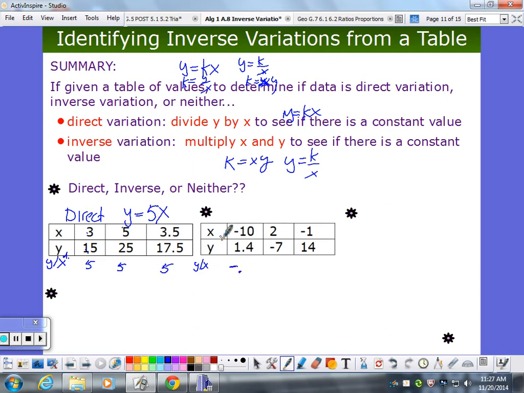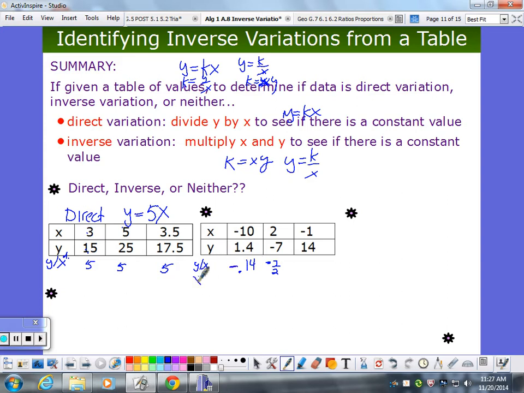Is it what? Negative 14? And negative 0.14. This one, right? Yeah. Okay. Negative 7 divided by 2. I don't know exactly what it is, but I know it's not 0.14. So that doesn't match. So is this direct?